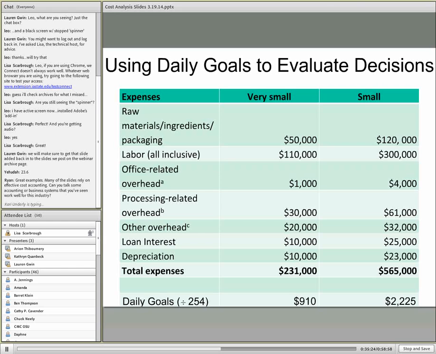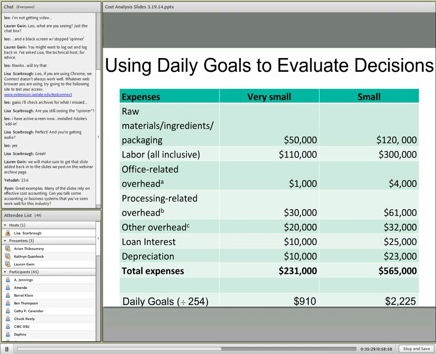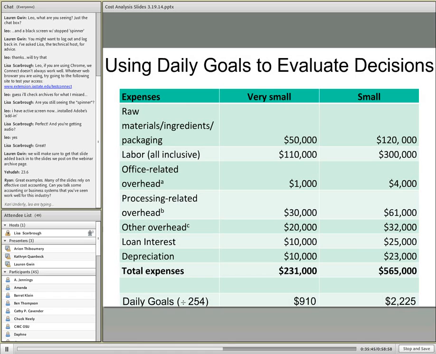There's a question from Ryan. Many of the slides rely on effective cost accounting. So what kind of accounting or business systems work well in this industry? That's a great question. I do think I am increasingly a fan of QuickBooks. And I'm not paid to say that. That's not an official promotion, but I think that it's relatively easy to use.